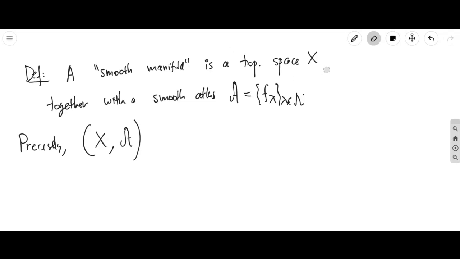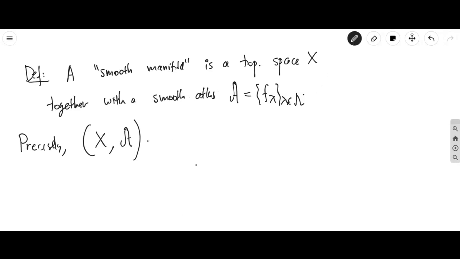So that's going to be our definition of a smooth manifold. It's going to be a topological space, okay? And you want the topological space to be a manifold, so that means you have an atlas, okay? But you want the atlas to also be smooth itself. So you need both pieces of data. So a smooth manifold is not just a topological space. It's a topological space together with an atlas that has that smoothness property to it, okay?